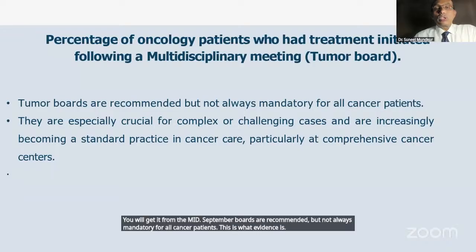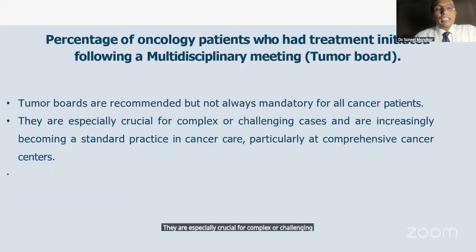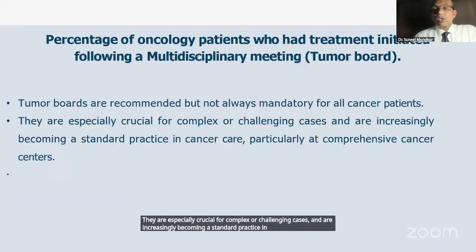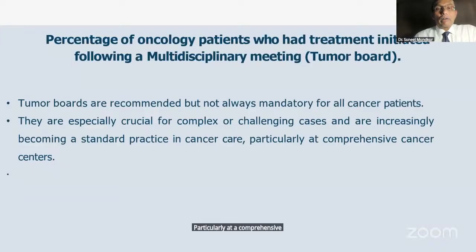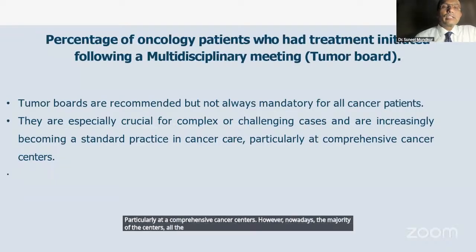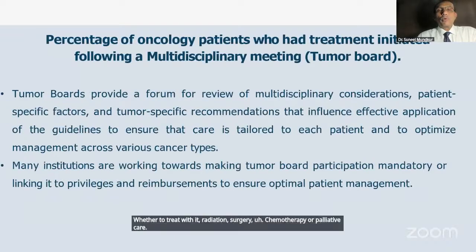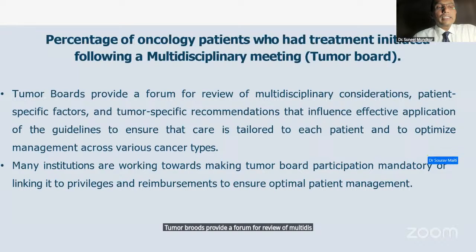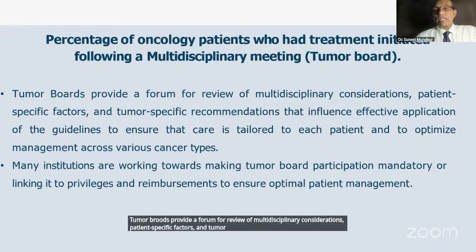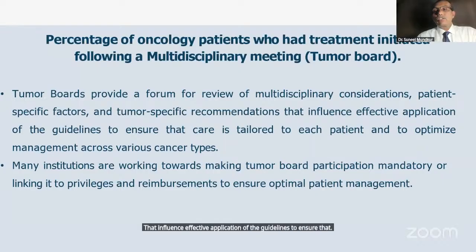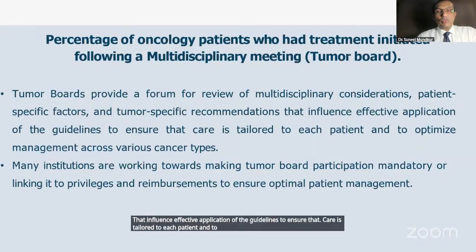They are especially crucial for complex or challenging cases and are increasingly becoming a standard practice in cancer care, particularly at comprehensive cancer centers. However, nowadays, in the majority of centers, all the cases will be discussed in the tumor board, and then only the final decision will be taken whether to treat with radiation, surgery, chemotherapy, or palliative care. Tumor boards provide a forum for review of multidisciplinary considerations, patient-specific factors, and tumor-specific recommendations that influence effective application of the guidelines to ensure that care is tailored to each patient and to optimize management across various cancer types.